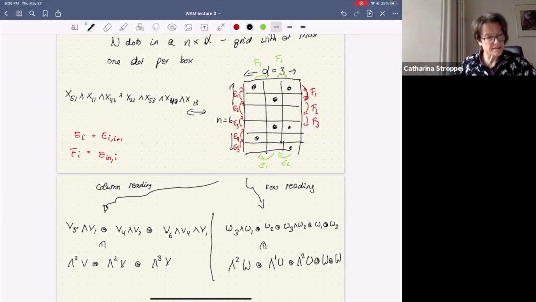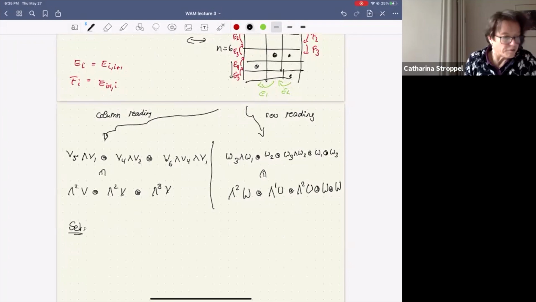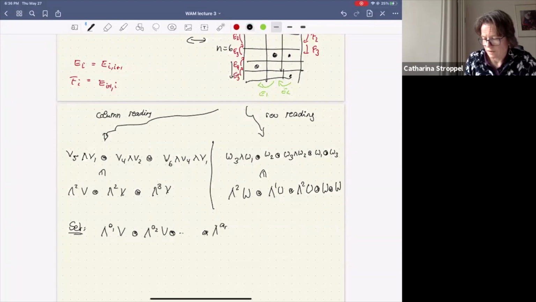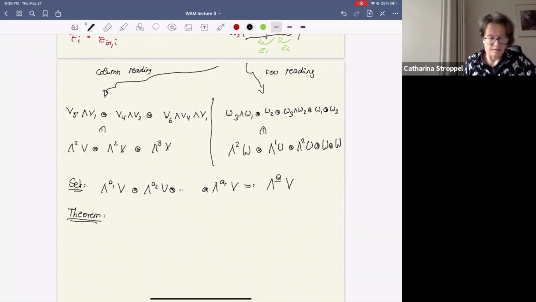Okay, so why is this thing something interesting? So let me use the following abbreviation. I want to abbreviate wedge A1 of V, tensor wedge A2 of V, tensor, etc., up to wedge AR of V, as wedge upper A underline of V, and the same for W. And then here's the theorem, and this is a generalization of the Schur-Weil duality. And this is called Skew Howe duality.